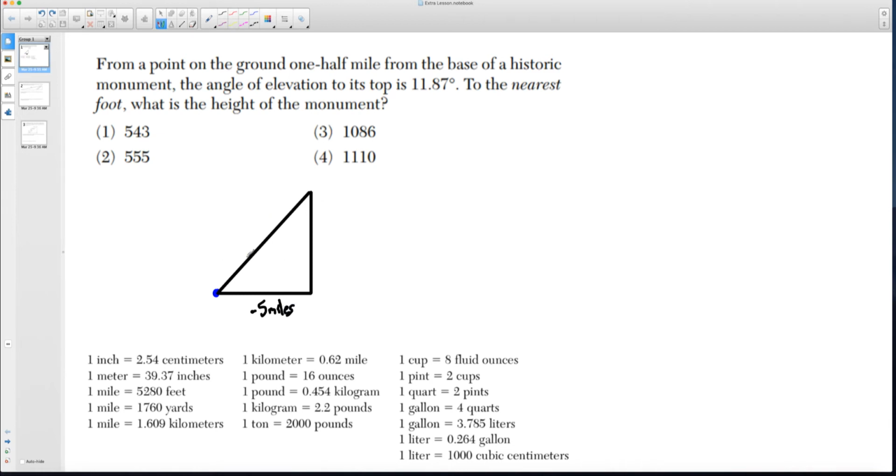Okay, and the angle of elevation to the top is 11.87 degrees. We want to find the height of the monument. So we want to find this. This is the monument. And we want to find it to the nearest foot.